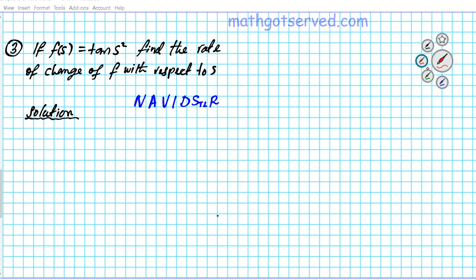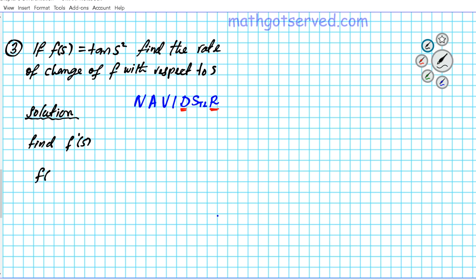All right, so rate of change is the same thing as finding the derivative. It's the same thing as the slope of the tangent line, okay? So in this particular problem, you're actually looking for f prime of s. So what we want to do here is find f prime of s. Okay? All right, let's do it.